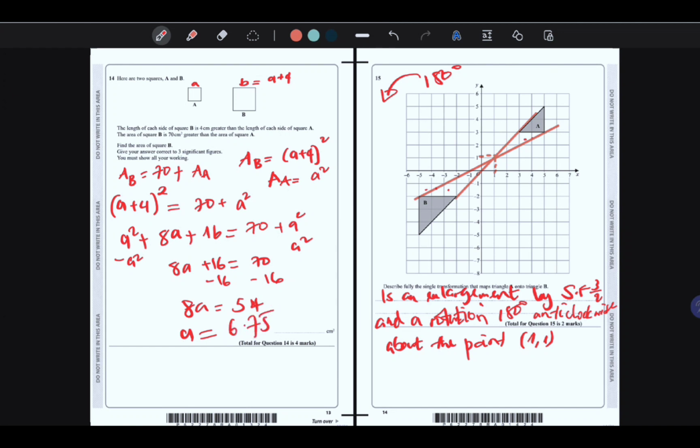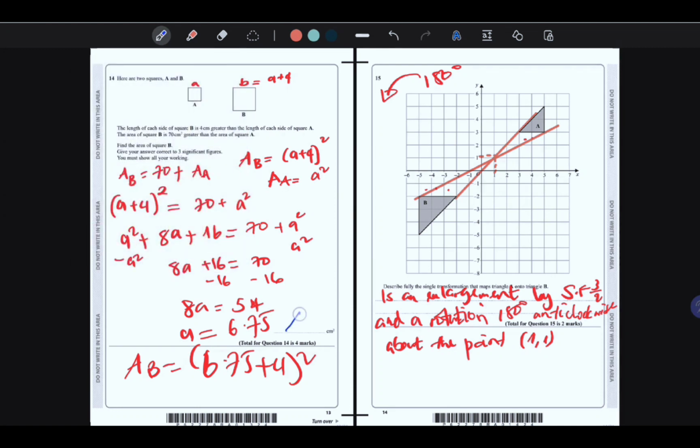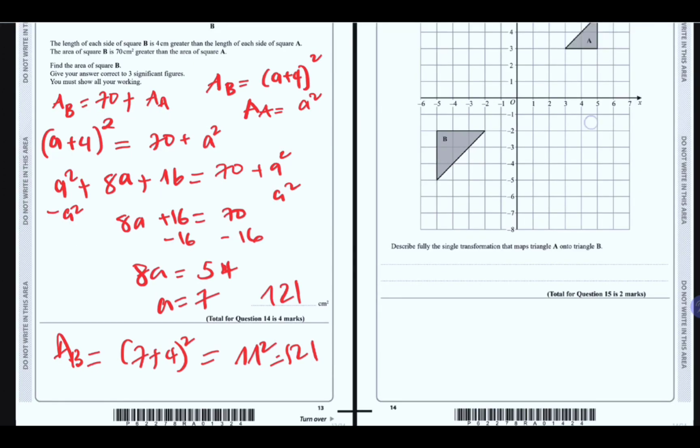6.75. And now the area of B would be (6.75 plus 4) all squared, which would be equal to, I'm going to take another column, 115.56, and to 3 significant figures, that would be 116.0. There we go. Next question.